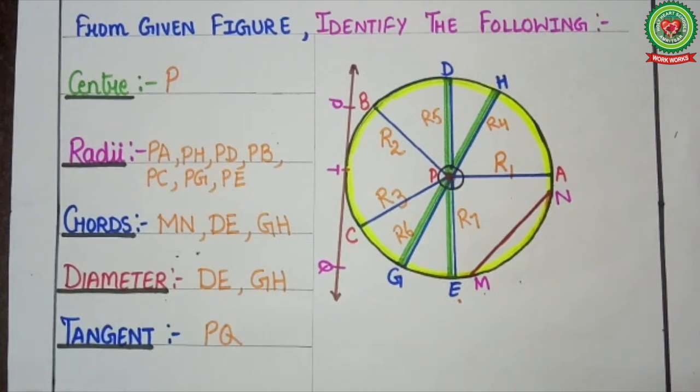Now students, today we have learned what is circle. Now with the help of this video, you are able to identify all the parts like radius, chord, diameter, secant, tangent of the circle.